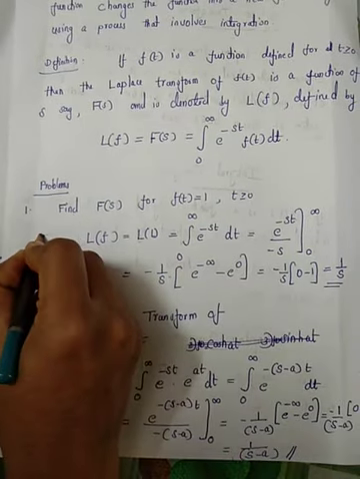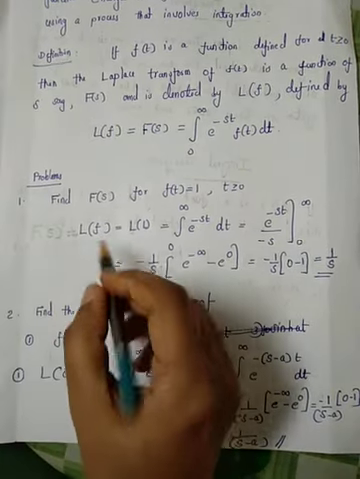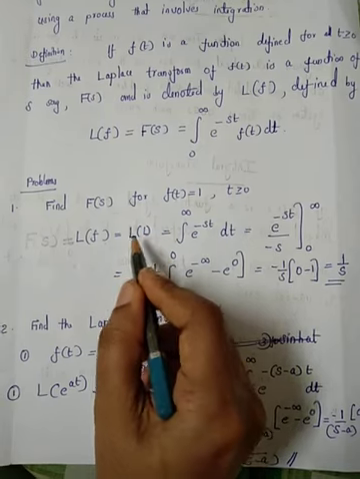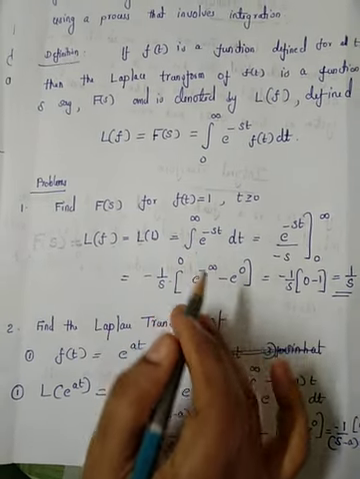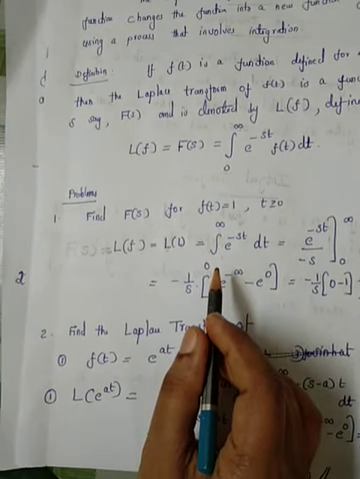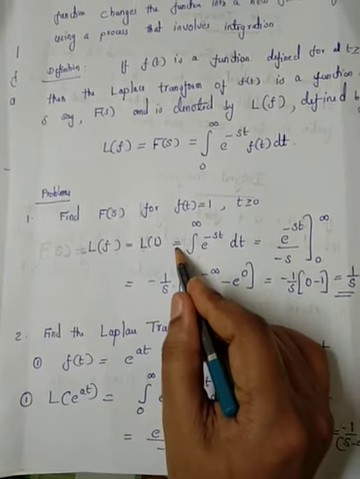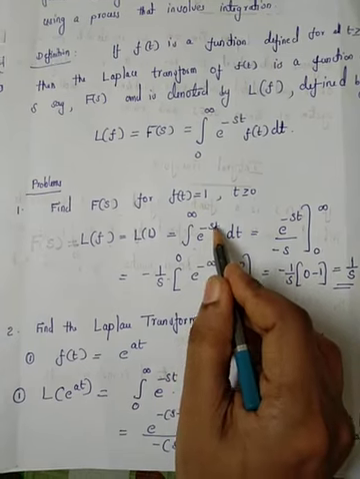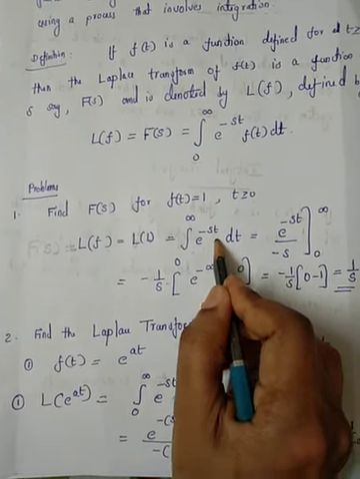So, F of s is equal to L of f, Laplace transform of f. Here f is 1, therefore that is equal to L of 1. What is the Laplace transform of f of t? It is integral 0 to infinity e raised to minus st f of t dt. Therefore, L of 1 is equal to integral 0 to infinity e raised to minus st. Here f of t is 1, therefore it is into 1 dt.